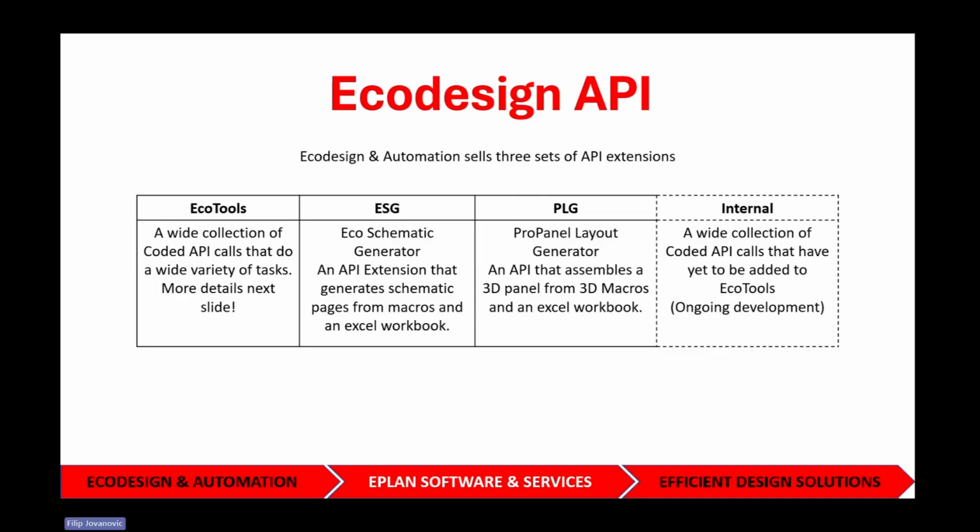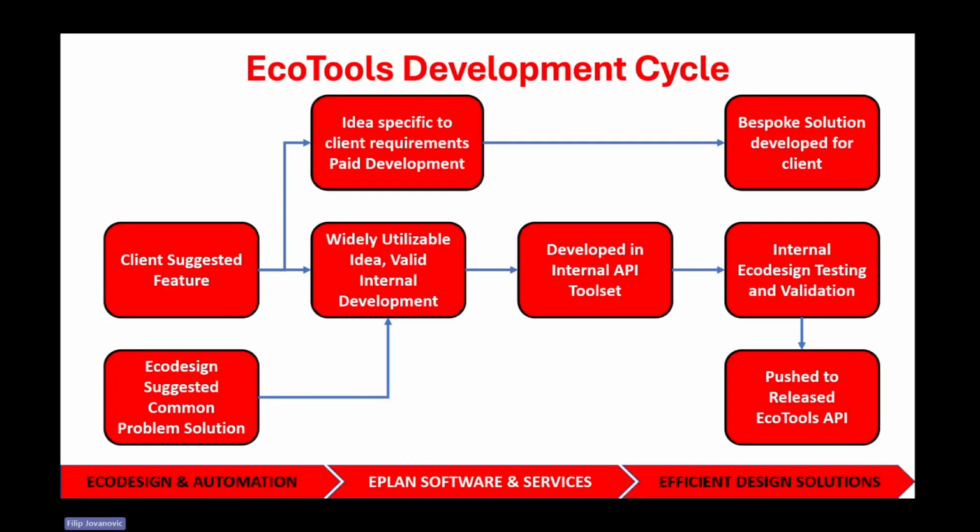And the last one, which we don't sell, it's ongoing development, is the internal API. And what the internal API is, is apps or programs that have yet to be added to the EcoTools. So you'll see in the next slide our workflow.